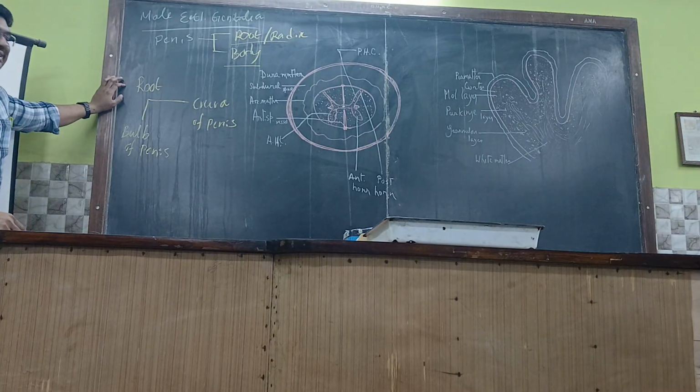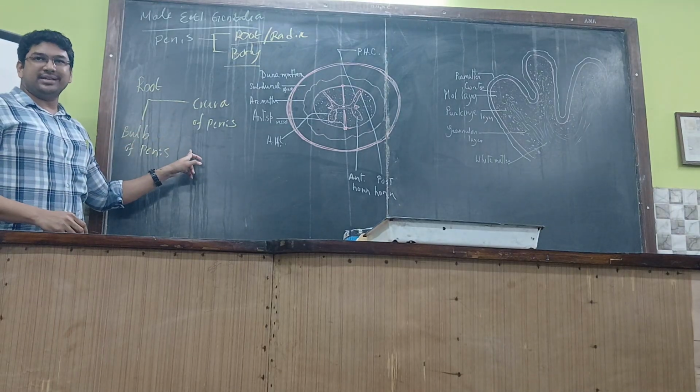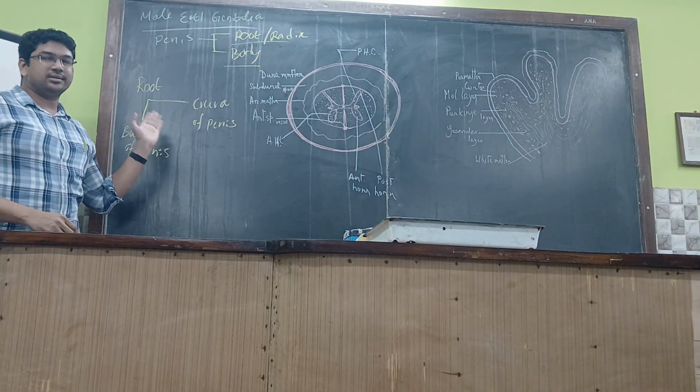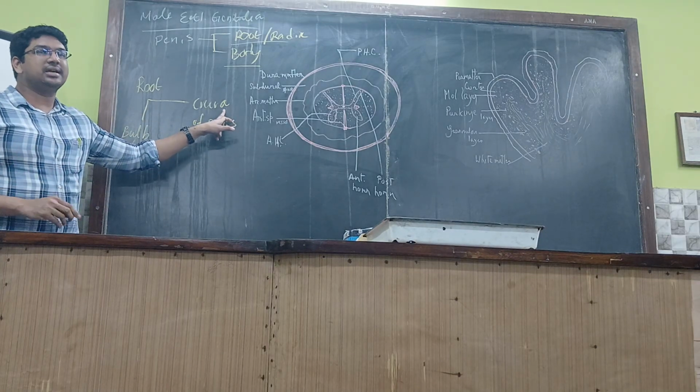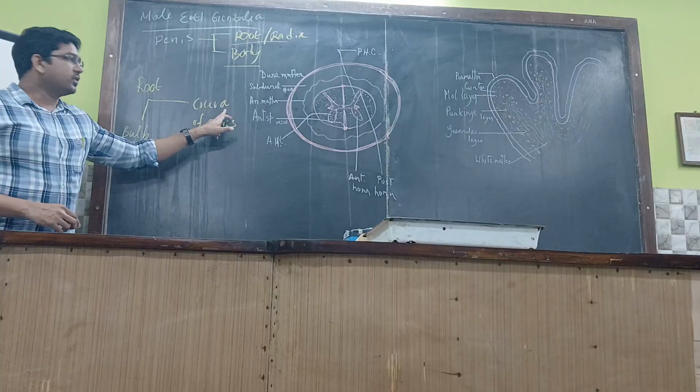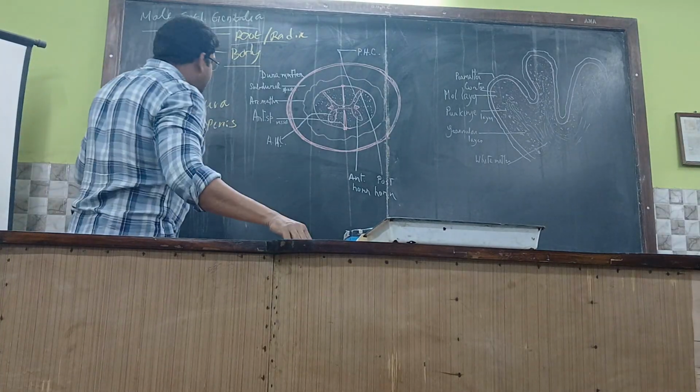Among them, the root contains two parts again. One is the crura of the penis over here, or crux. Singular is the crux, and plural is the crura of the penis, just like the crura of the diaphragm over here. Okay, and then one more thing is the bulb of the penis. Okay, let us see that in the diagram.